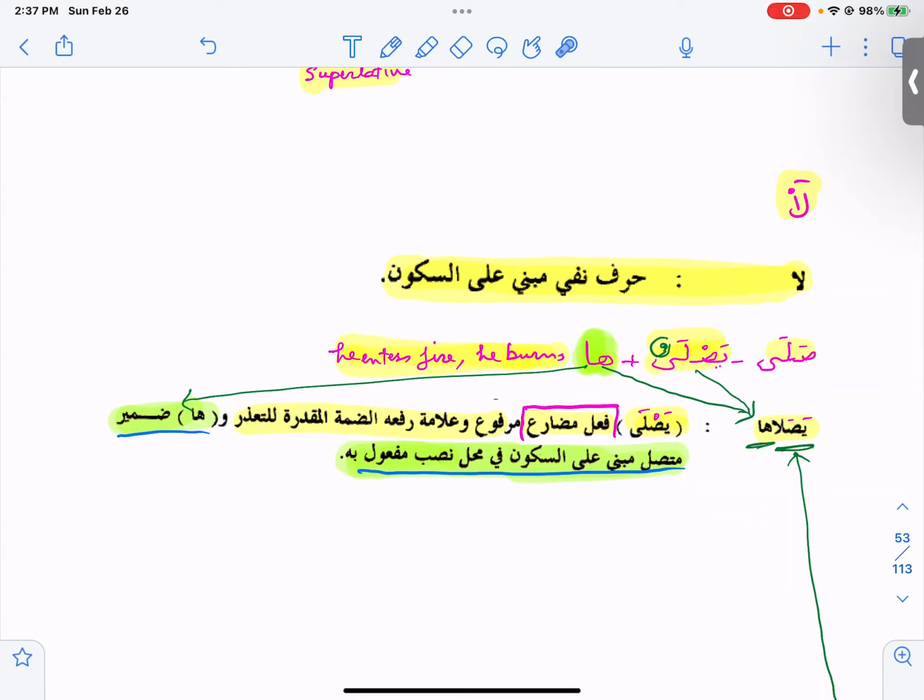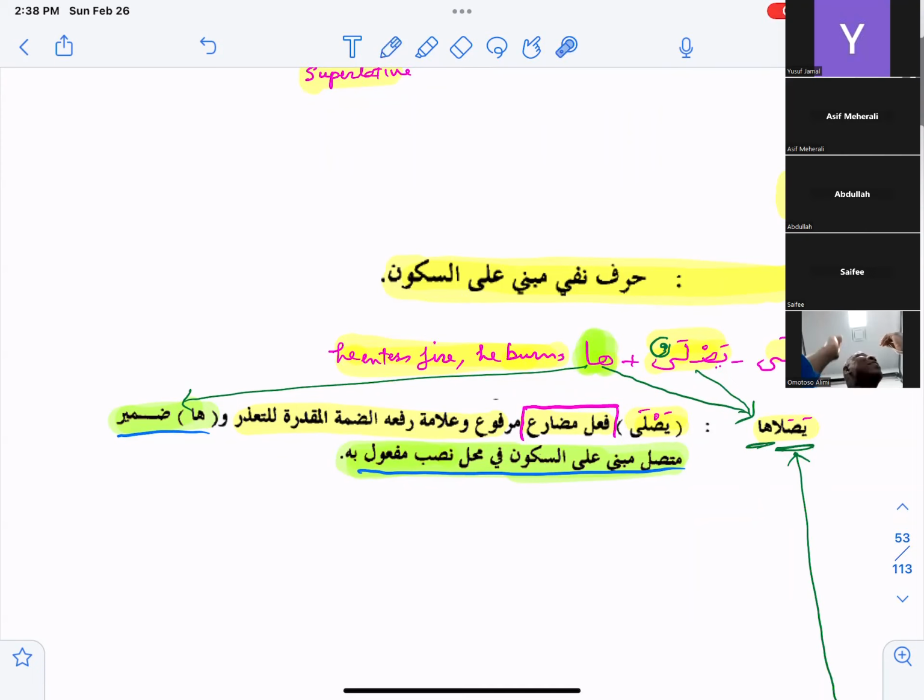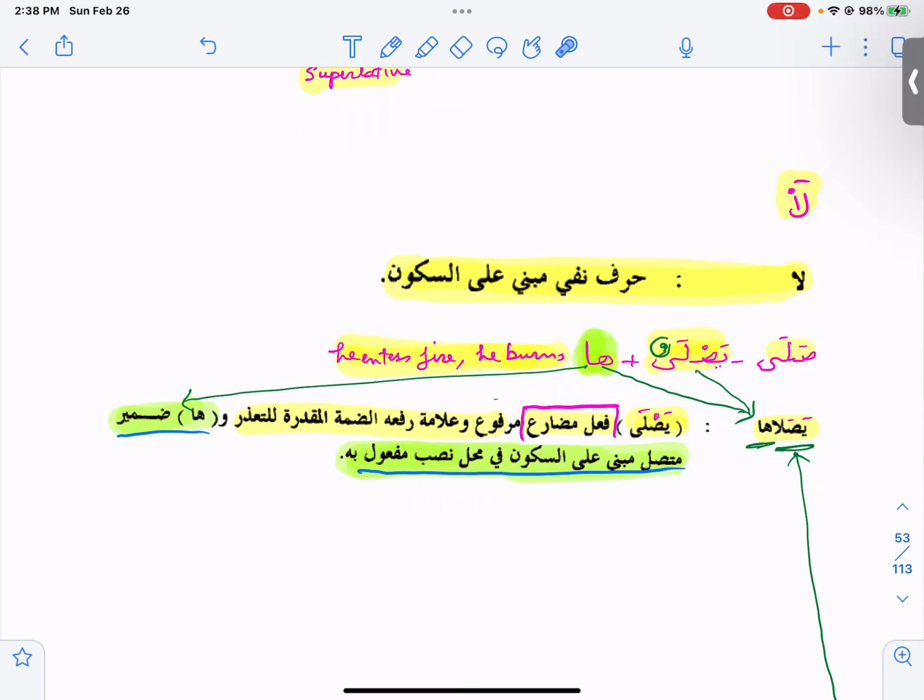Forgive my little slips there, because I was laughing for nearly 45 minutes to 1 hour. I was struggling to fix the computer. Alhamdulillah, Brother Muhammad Asif helped me. Brother Yusuf Jamal helped me. Finally, we got it. Alhamdulillah. Now I know what I have to do. I'll be very careful. Hopefully, it will not happen.